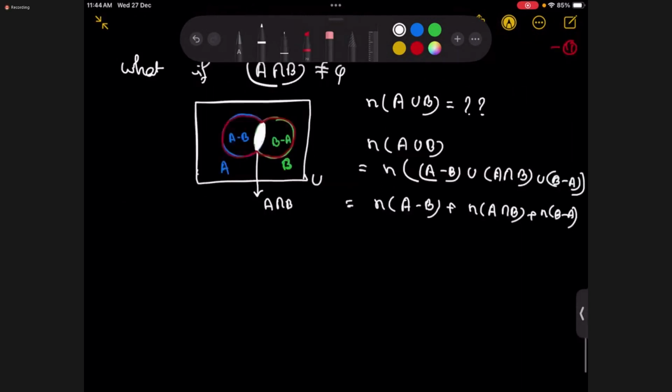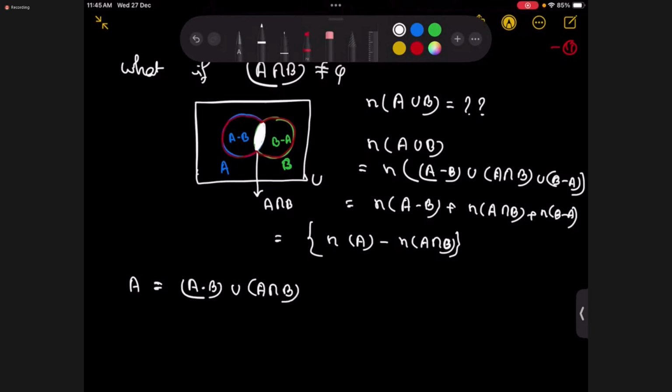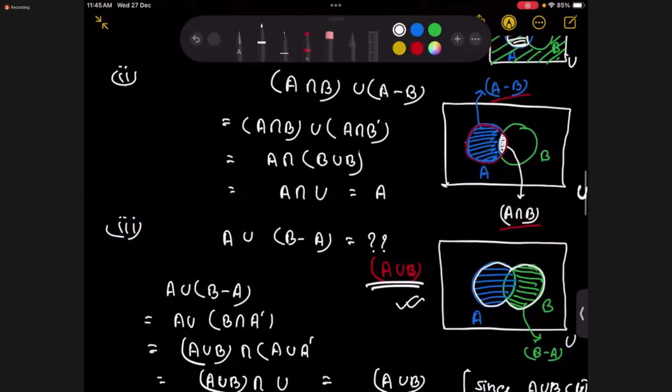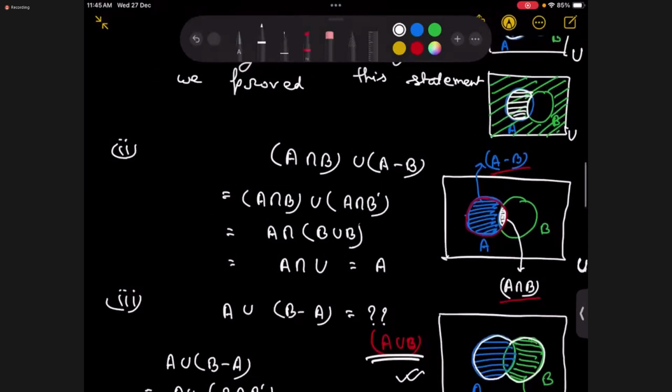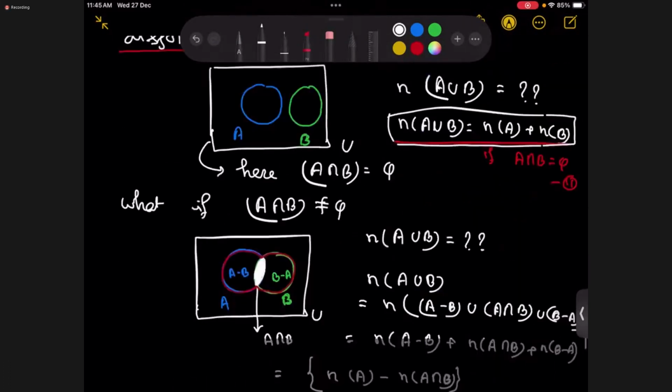Now, what about the cardinality of A minus B? The cardinality of A minus B is nothing but the cardinality of A minus the cardinality of A intersection B. Why is this so? Because A equals (A minus B) union (A intersection B). Already we have proved this statement here. So A equals this.